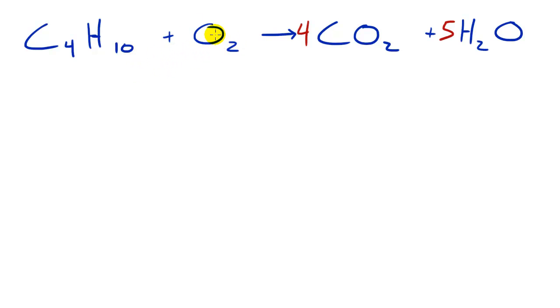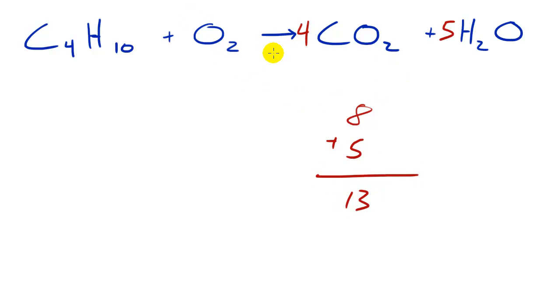Oxygen. So we have 2 oxygen atoms on the left hand side, and on the right hand side after the reaction takes place, let's count them up. 4 times 2 is 8, plus 5 times 1 is 5, so we have 13. Remember, 8 plus 5, I'm pretty sure that equals 13.